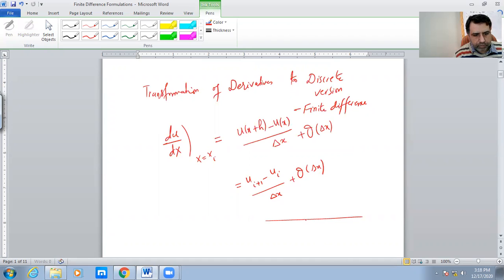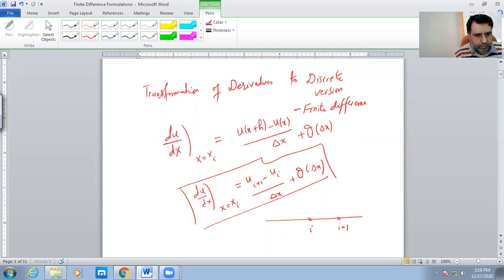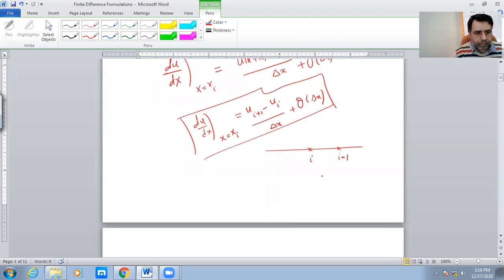So this is the stencil. This is the location i. This is location i plus 1. So du by dx at x equals xi is approximated by this difference approximation.